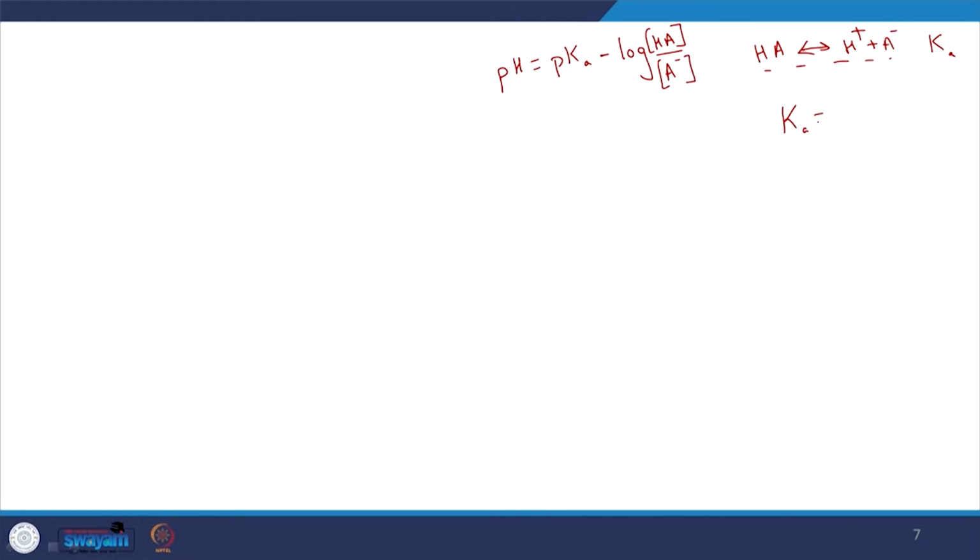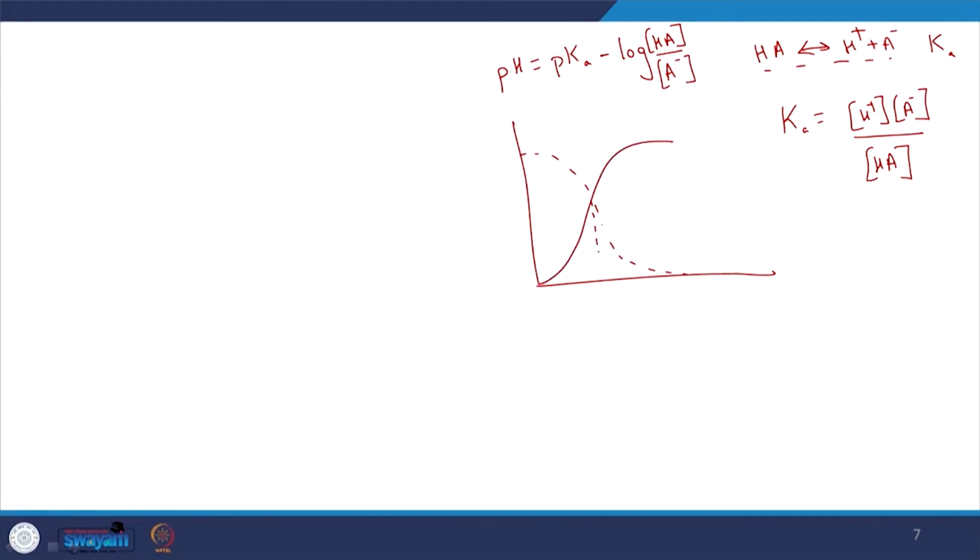It is just taking the logarithm and playing around with the values, and you will get it. We know that Ka, the equilibrium constant, is H+ times A- by HA. I am just giving the basics here so that people who are interested in learning can look at it in detail and apply it later. From here we came up with one graph, where HA is the protonated form with proton and A- is the deprotonated form without proton, and the pH at which their concentrations are equal is going to be the pKa. On this axis we have pH and on this we have the concentration.